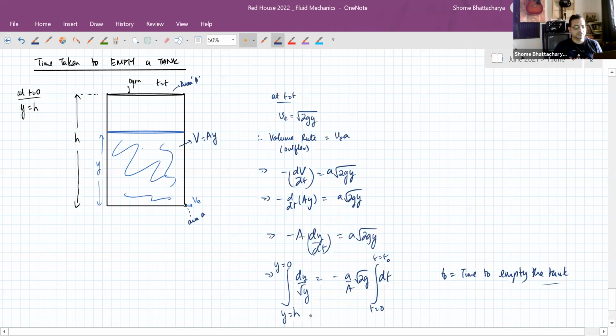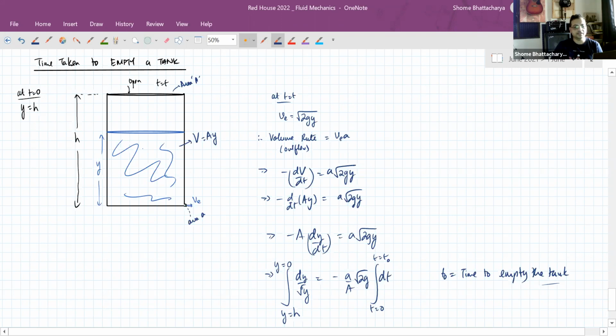So next step, you just complete the integration. 1 by root y's integration will be 2 root y, right? So this will become 2 root gh is equal to a by A into root 2 times g into t.